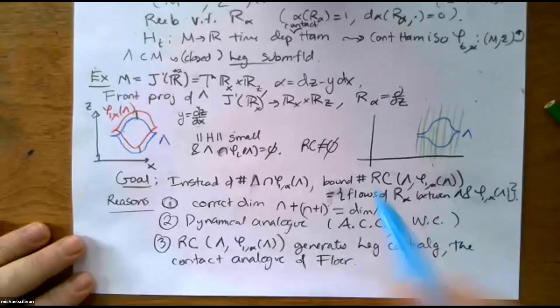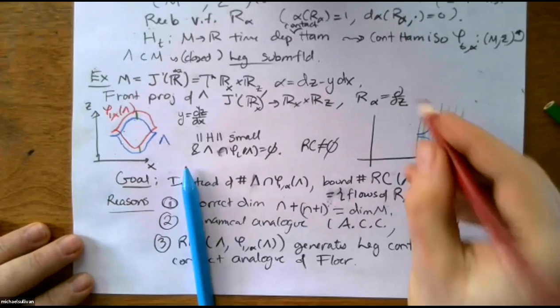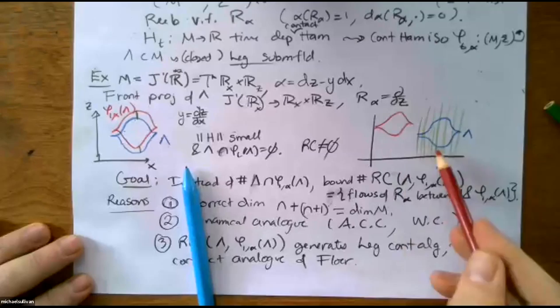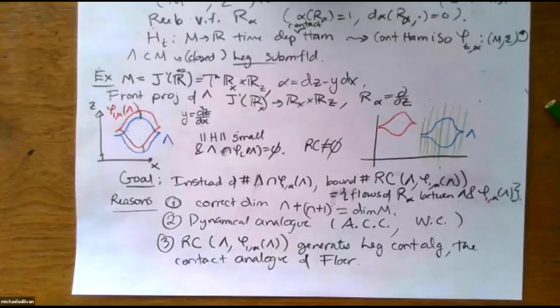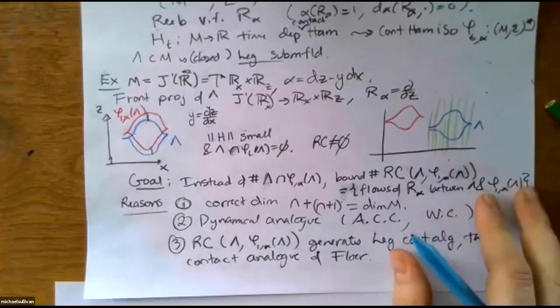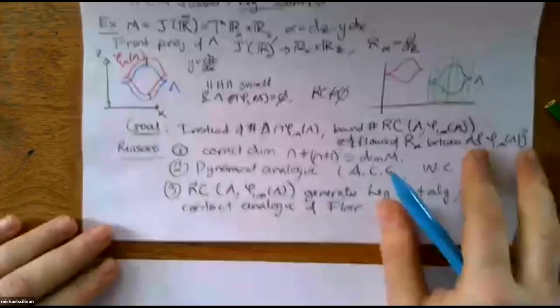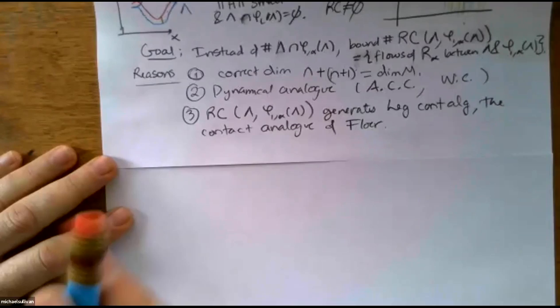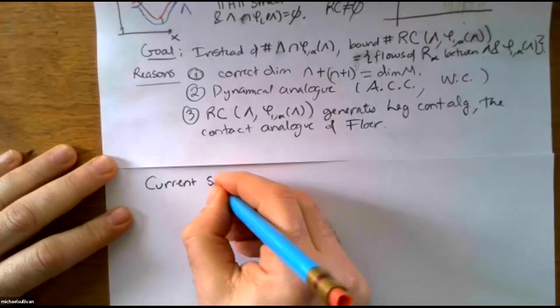And we'll just say that a Hamiltonian displaces a Legendrian from itself if this set of Reeb chords is empty. Okay, so that's kind of the symplectic analog. Now I still need to get to the result. So for now, the current setup is limited.